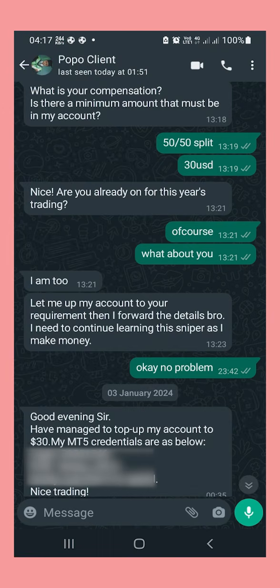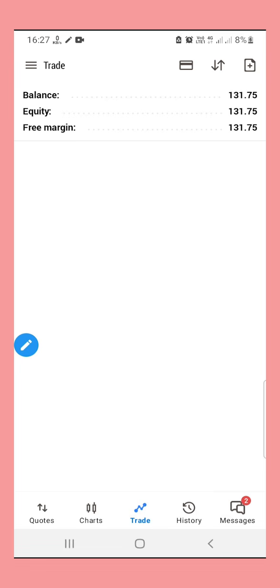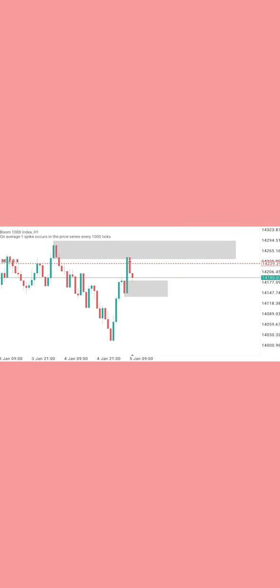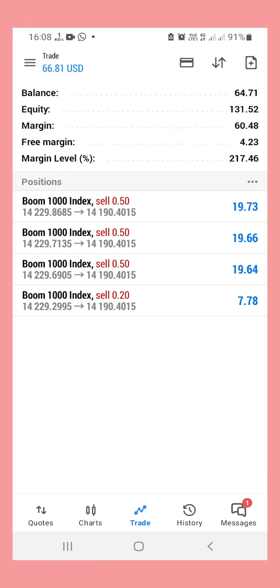So get this, a guy gave me his account at 30 USD and I flipped it to 131 USD. With Jump 50 Index, I took the account from 30 USD to 64 USD. Then with Boom 1000 I took the account to 131 USD, but I didn't catch these trades on record.